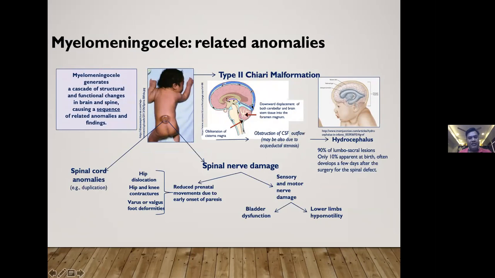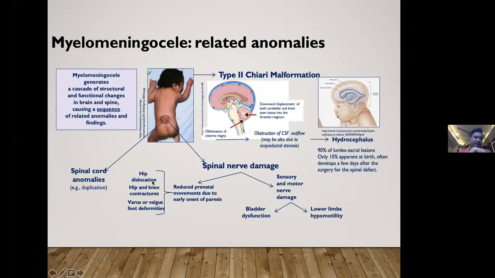So this particular swelling compresses the outlet of the CSF, and this CSF negative pressure drives or herniates a part of the brain, the cerebellum, into the foramen magnum, and that is the type 2 Chiari malformation. So this in turn causes hydrocephalus. In 90% of the lumbosacral lesions, only 10% are apparent at birth, and often it can develop later on also.